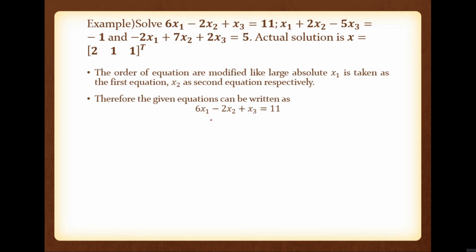So first we have to swap the equation. So 6x1 minus 2x2 plus x3 is equal to 11, first equation. Then we have to take minus 2x1 plus 7x2 plus 2x3 equal to 5. Then this one x1 plus 2x2 minus 5x3 equal to minus 1. Now what we have to do?